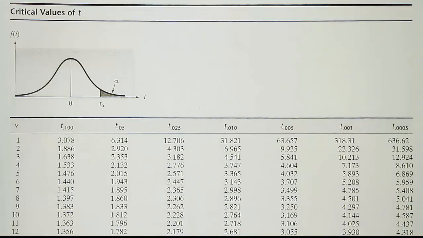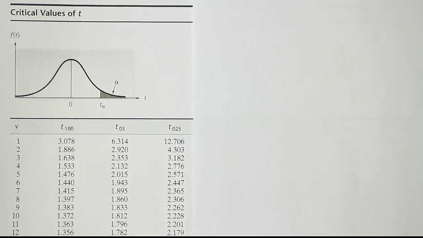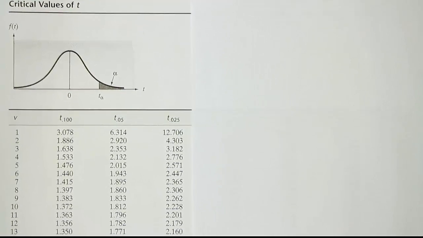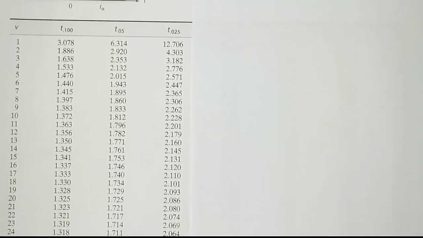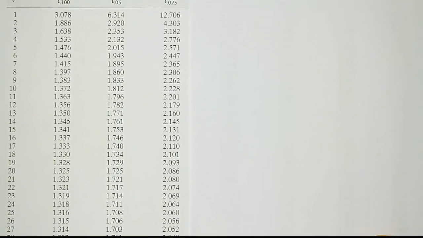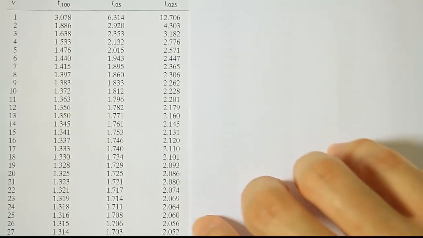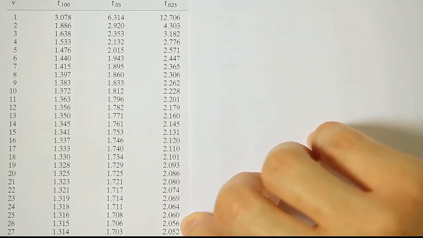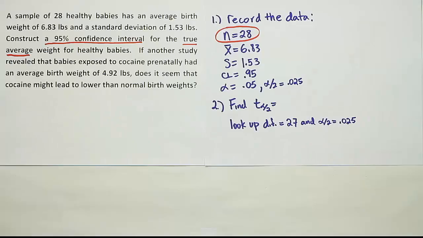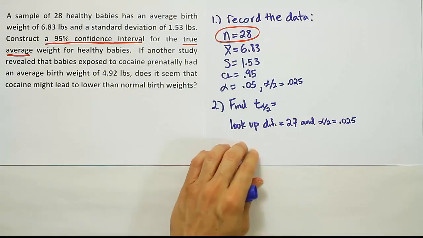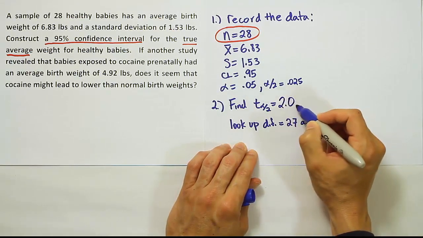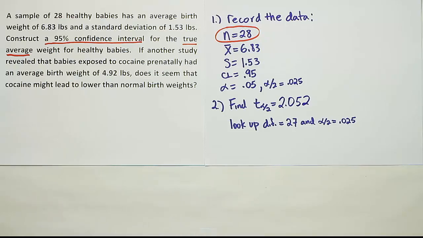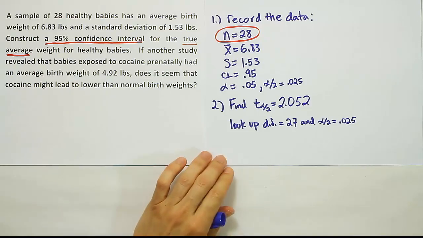Okay, so we're looking up 0.025 and degrees of freedom 27. 0.025 is the third column, and let's scroll down until we get the degrees of freedom 27. Okay, so the number is 2.052. Okay, so we found the critical T value to be 2.052.